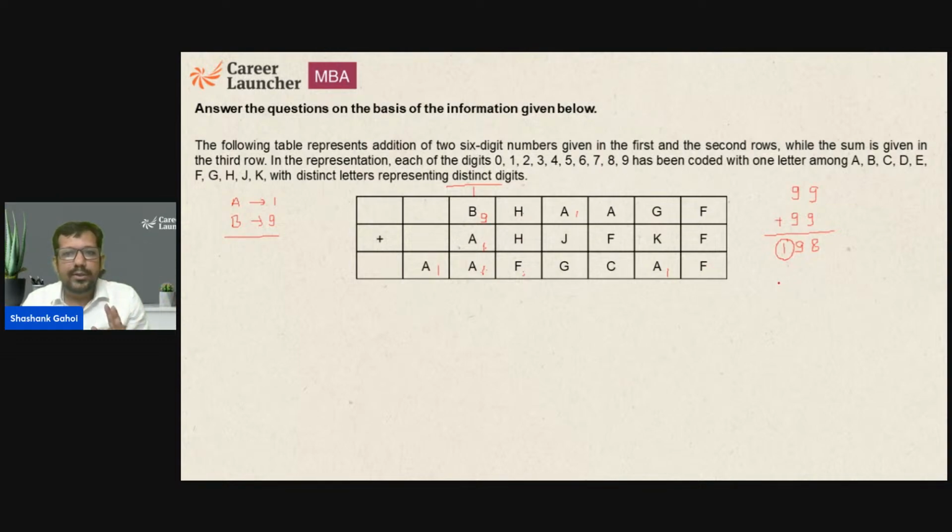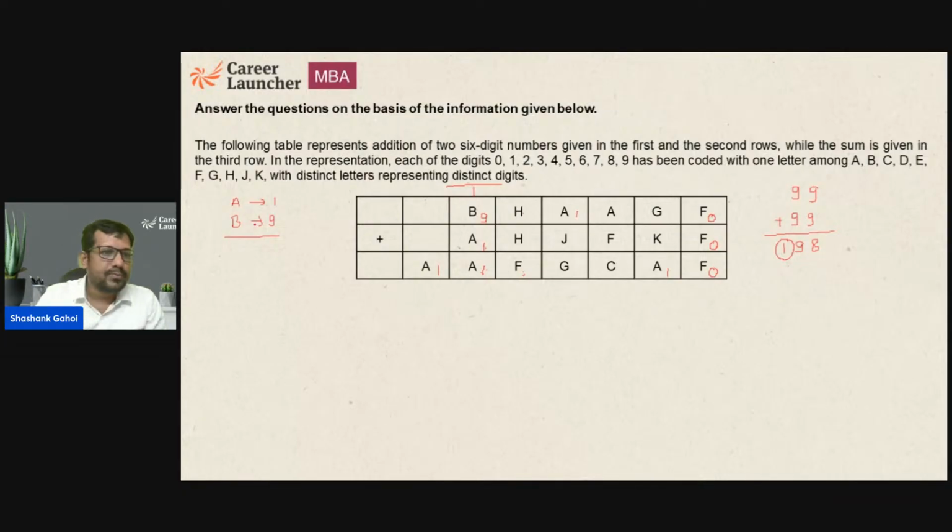So 1 I cannot give, 2 plus 2 is 4, not possible. 3 plus 3 is 6, not possible. 4 plus 4 is 8, not possible. 5 plus 5, this is going to be 0, not possible. 6 plus 6 is 12, not possible. 7 plus 7, not possible. 8 plus 8, not possible. 9 plus 9, not possible. So the only possible arrangement for F we can have is 0.